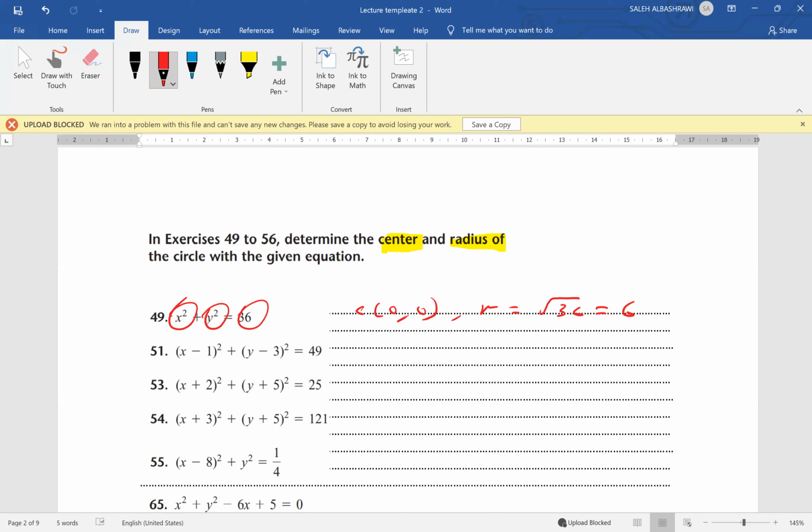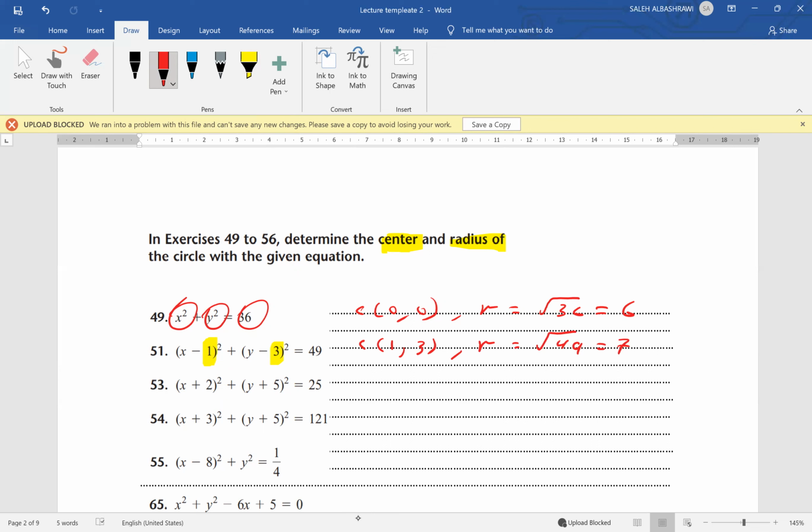Second example, we are given (x minus 1) to power 2 plus (y minus 3) to power 2 equal to 49. Center is given by h equal to 1 and k equal to 3. We take the opposite sign of the sign. It is minus 1, so I will take 1 and 3. These are the coordinates of the center. And radius equal to square root of 49, which is equal to 7.